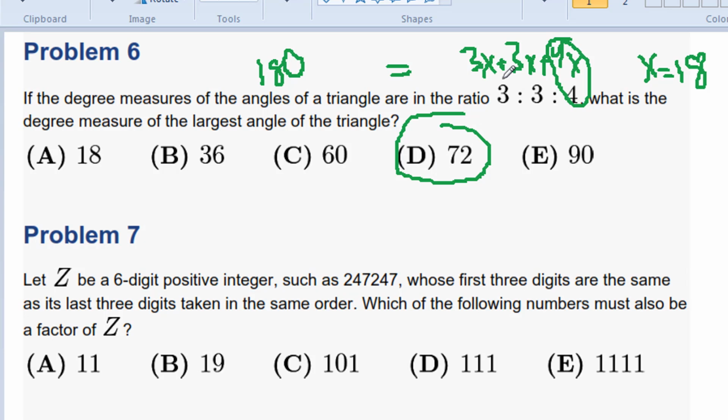4 times 18 comes up all the time. A lot of people don't know their multiplication tables. They don't know 3 times 16, 4 times 16, or 4 times 18. They come up over and over again. It's pretty handy to know them.